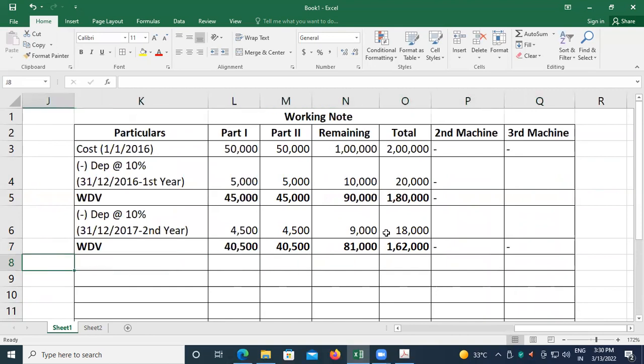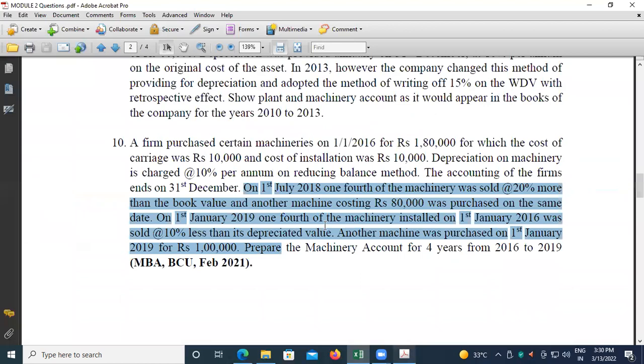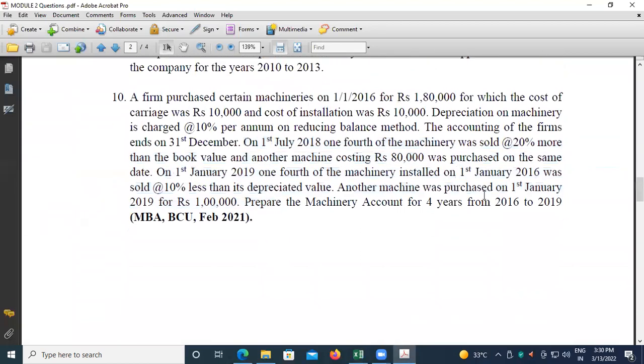Now let us go for the third year. Let us show you the question. Now what has happened in this question? On 1st July 2018, 1/4 of the machine was sold at 20% more than the book value. So we are selling 1/4 of the machine at more than the book value of the asset. Okay, so now we are going to see which asset is sold, particularly 1/4 of the asset.